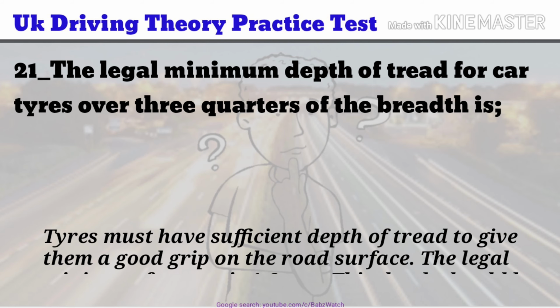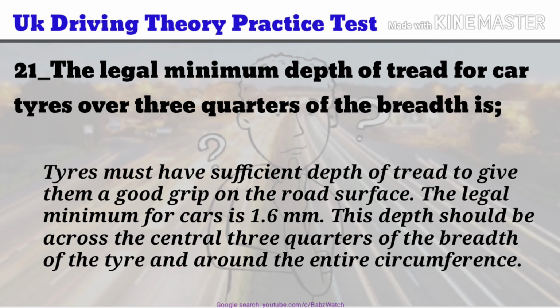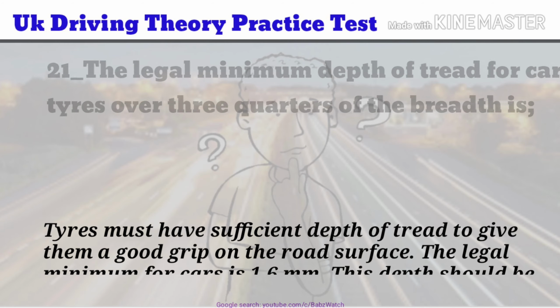1.6 mm. Tyres must have sufficient depth of tread to give them a good grip on the road surface. The legal minimum for cars is 1.6 mm. This depth should be across the central 3/4 of the breadth of the tyre and around the entire circumference.